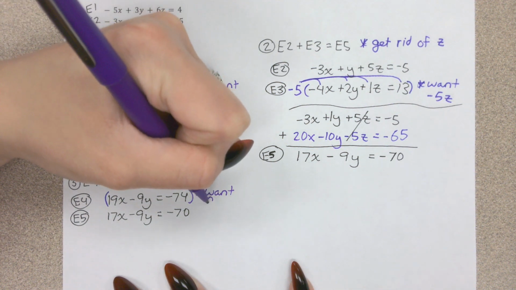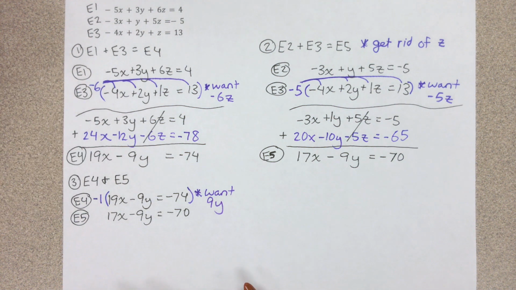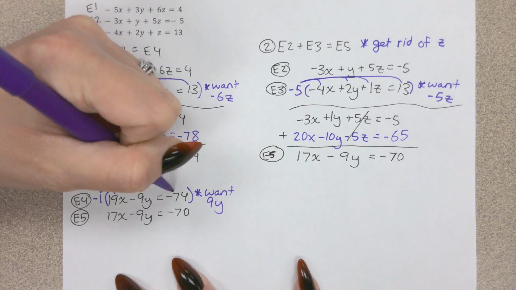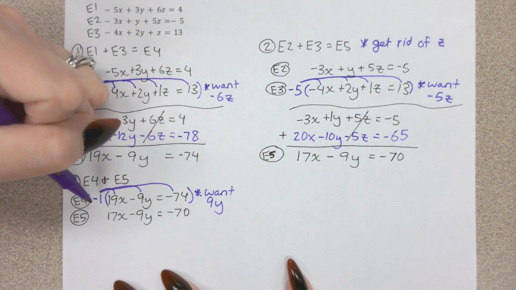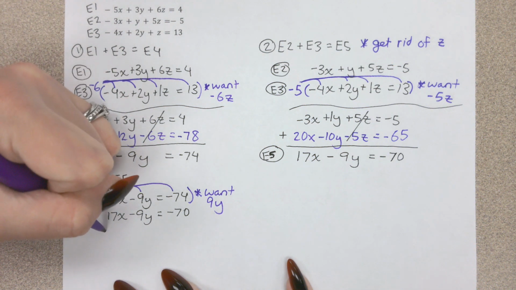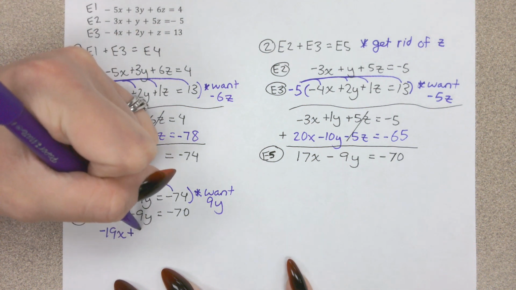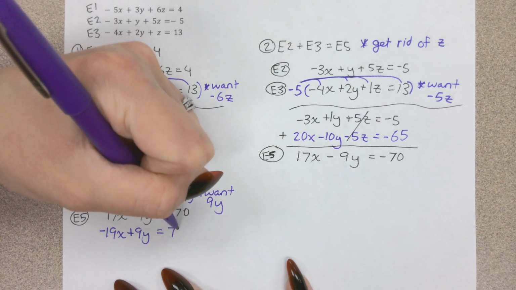So here I want positive 9y. So I need to multiply through by a negative 1 to change the sign. Fully distribute. And then I'm going to write the new equation underneath here. Negative 1 times 19, that's negative 19x. Negative 1 times negative 9, that's positive 9y. Negative 1 times negative 74, that is positive 74.